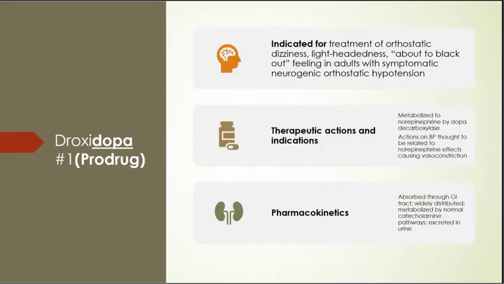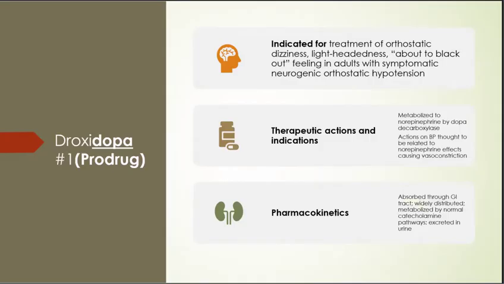Norepinephrine is a neurotransmitter that causes vasoconstriction, or narrowing of the blood vessels. When blood vessels constrict, blood pressure increases, helping improve blood flow to the brain and reducing symptoms of orthostatic hypotension. This allows the patient to stand and move around with fewer episodes of dizziness and fainting. Droxidopa is absorbed through the GI tract, distributed through the body, metabolized through normal catecholamine pathways, and excreted in the urine.